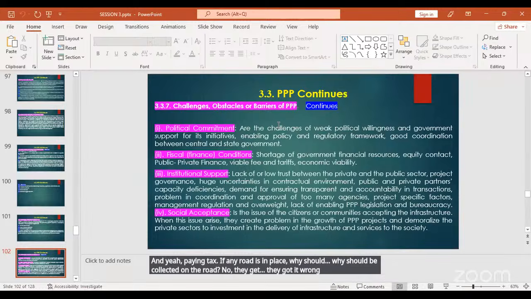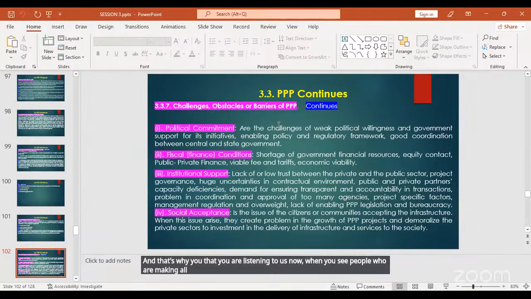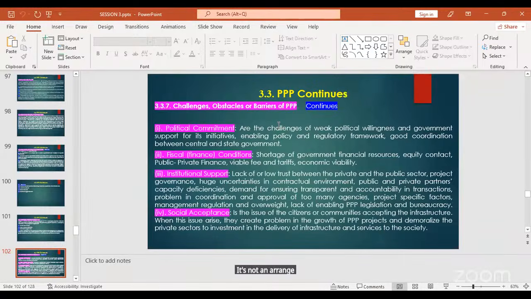They got it wrong. And that's why you are listening to us now. When you see people who are making all those kinds of comments, you are in a position now to enlighten them. Let them understand that this arrangement is not an arrangement to allow individuals to partner with government so that government can easily deliver what will make life comfortable to people.